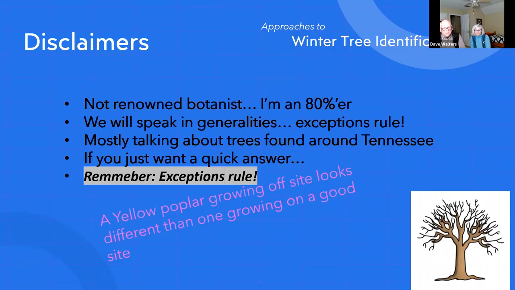The simple thing is a yellow poplar tree growing on a terrible site looks different than one that's growing on a good site in terms of form, in terms of habits and all that stuff. So that's what I want you to be aware of: we realize that there are some generalities, so keep that in mind. The other thing is, if you want a quick answer, just tell me what this is and move on, this is not going to be fun for you. And remember, exceptions rule. So even though remember is spelled wrong, you still knew what that word was. So exceptions rule.